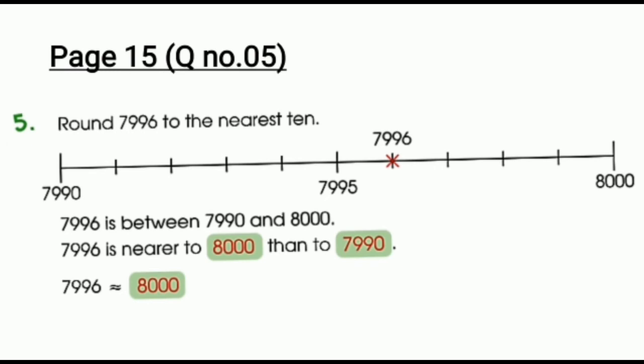The next is page number 15, question number 5. Round 7996 to the nearest 10. Look at the number line below. Starting number is 7990, then 7995, then 7996, the number which you have to round off, and at the end you have 8000.